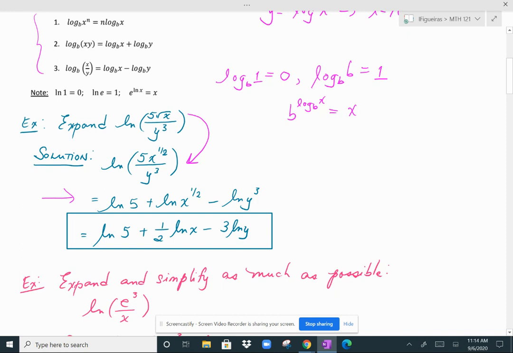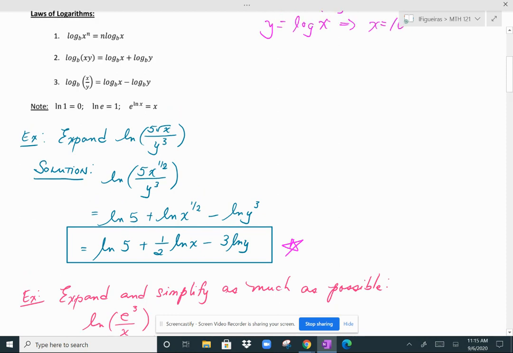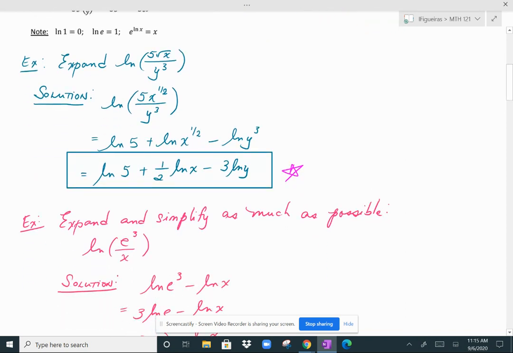So I applied the first law to get this final answer here, which is ln of 5 plus 1/2 ln of x minus 3 ln of y. So again, this right here is not a derivative. It's just practicing using the logarithmic laws to expand your logarithm and rewrite it in a different way. So that's something you would have learned in pre-calculus.